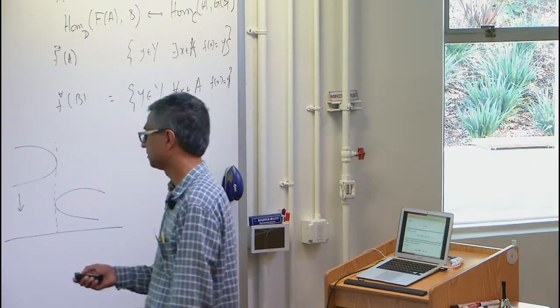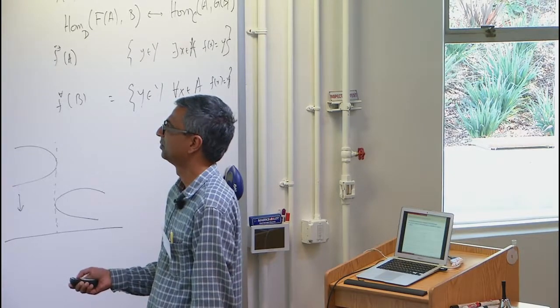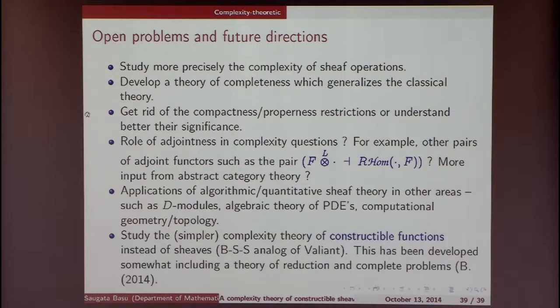So, in fact, one of my open questions is to understand the notion of these properness restrictions. The properness restrictions come in mainly because I'm using the proper base change theorems, and this requires some properness of maps restricted to the support of the sheaf. And an easy way of getting it is just to assume that.